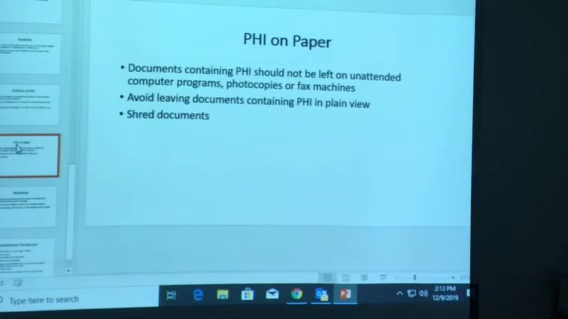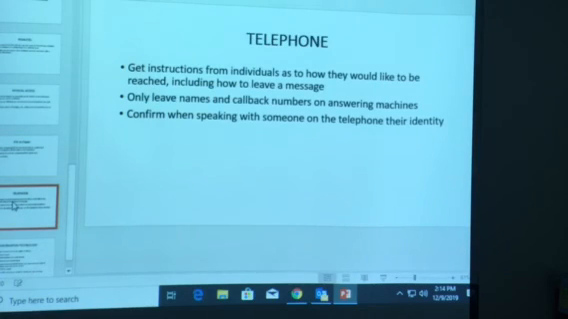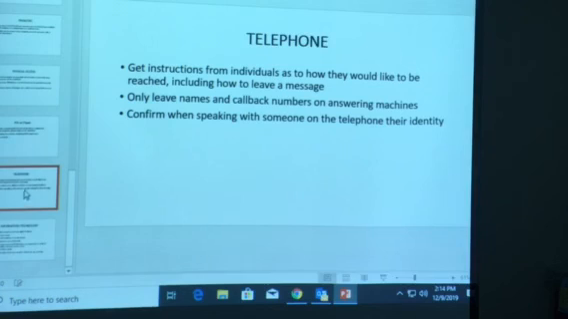PHI on paper. Documents containing PHI should not be left on unattended computer printers, photocopiers, or fax machines. Avoid leaving documents containing PHI in plain view. Shred documents. Telephone. Get instructions from individuals as to how they would like to be reached, including how to leave a message. Only leave names and callback numbers on answering machines. Confirm the identity of the person when speaking with someone on the telephone.